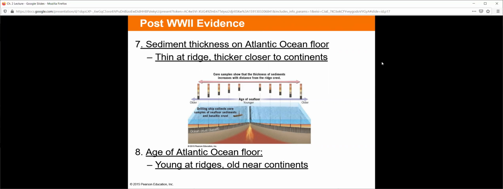Interesting. And as we talked about from chapter 1, the things on the bottom, things that are lower, we think of as older. Things on the top, we think of as younger. Interesting. So you have thicker, older sediment closer to the coastlines, and younger sediment on the inside. Interesting.